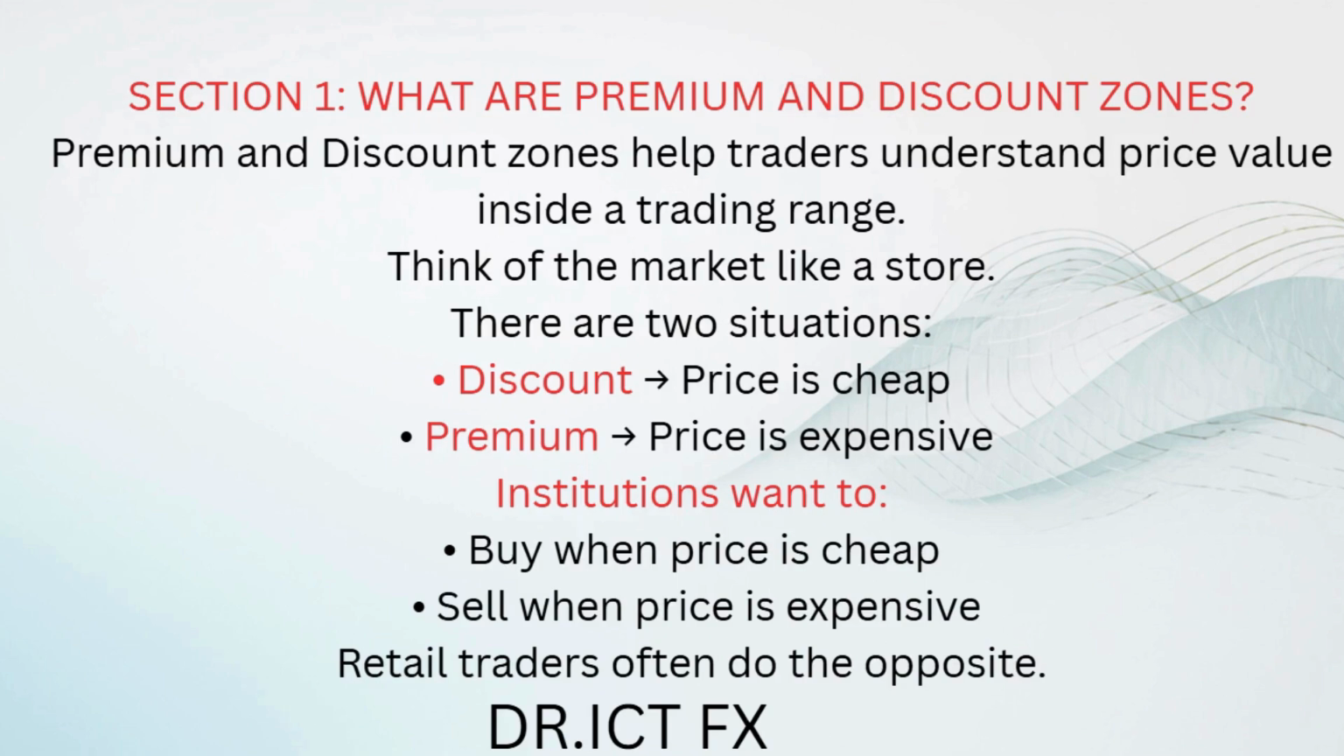This is the first section. What we are going to study first of all is what premium and discount zones are. Premium and discount zones help traders understand price value inside the trading range. I'm going to show you what a trading range is, and think of the market like a store. There are two situations: we have discount and premium price levels. What do you have to know? Institutions want to buy when price is cheap and sell when price is expensive, and most of the retailers that trade fake breakouts normally make that mistake.